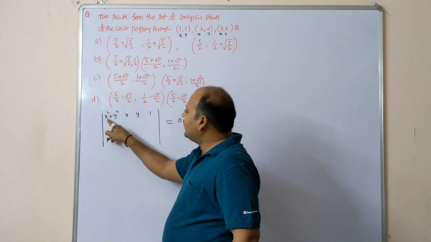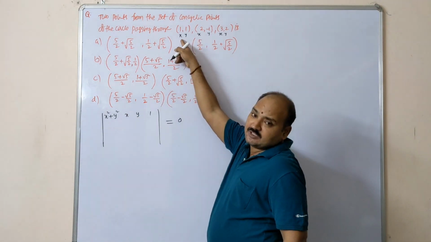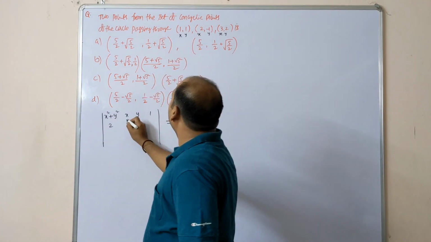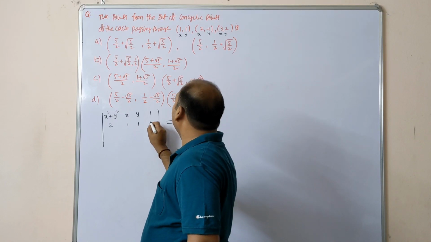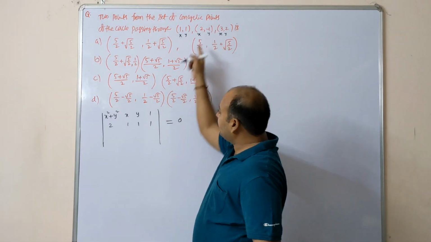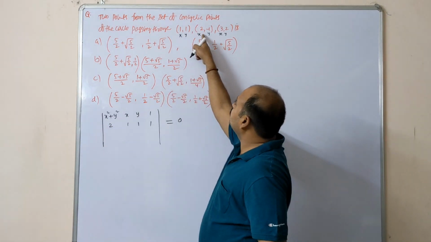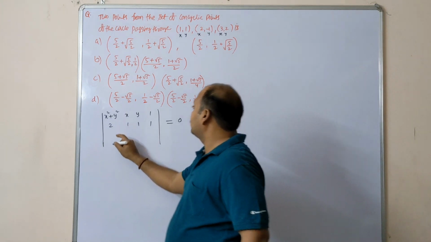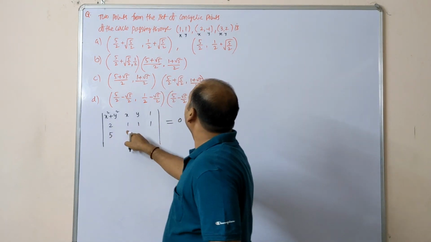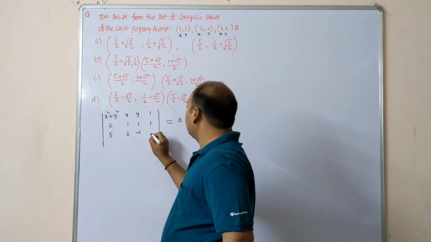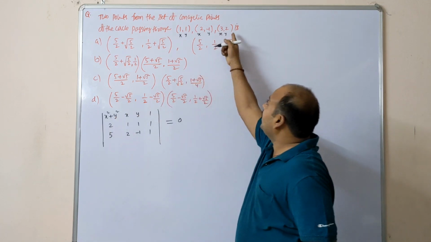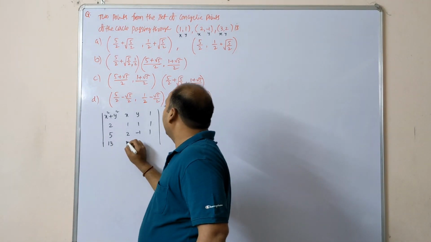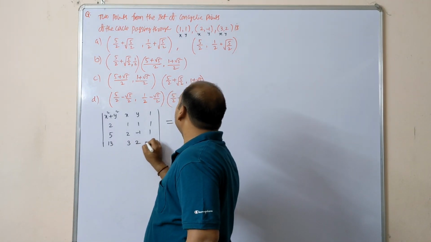In the next row, in place of x comma y, substitute the first point. So 1 comma 1: 1 plus 1 is 2, here 1, here 1, here 1. Second point, substitute in place of x comma y. So 2 square is 4, plus minus 1 whole square is 1, so 4 plus 1 is 5. X value 2, y value minus 1, and 1. Next 3 square plus 2 square, 9 plus 4 is 13. Next x value 3, y value 2, and 1.